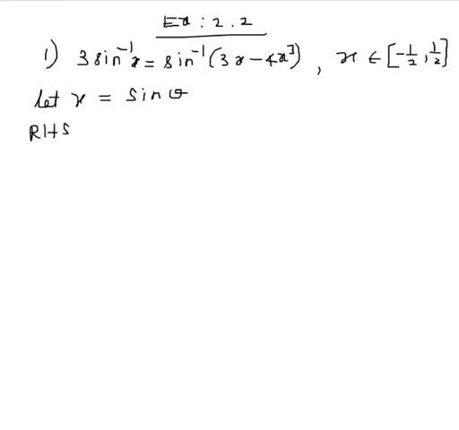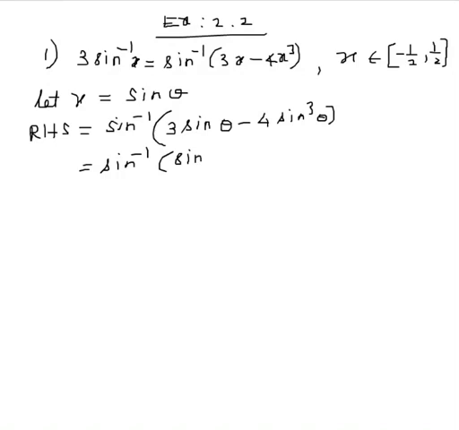I am taking the right hand side. Sine inverse of, in the right hand side, let us substitute x as sine theta. So 3 sine theta minus 4 sine cube theta. And this is the formula of sine 3 theta we know. Now sine inverse and sine could be cancelled only when 3 theta is in the principal value branch. Let us check whether 3 theta is in the principal value branch or not. The condition given is x is less than or equal to half, greater than or equal to minus half. X is sine theta substitution we did.